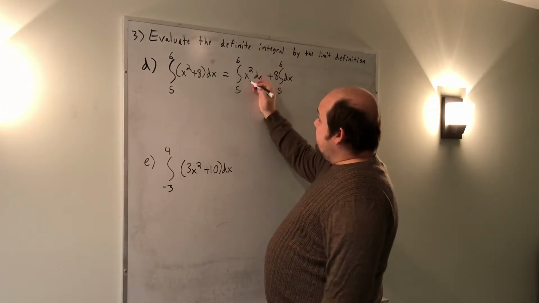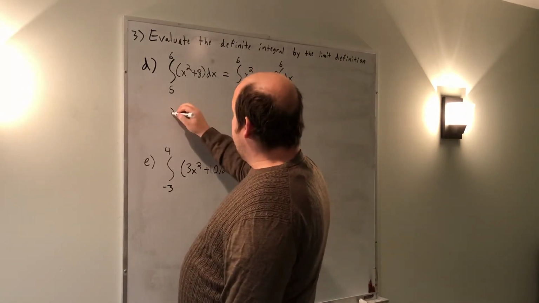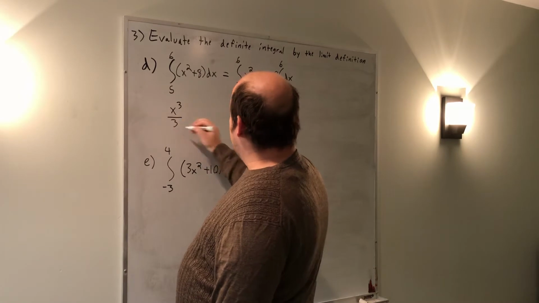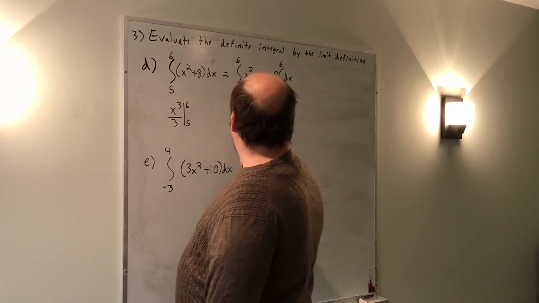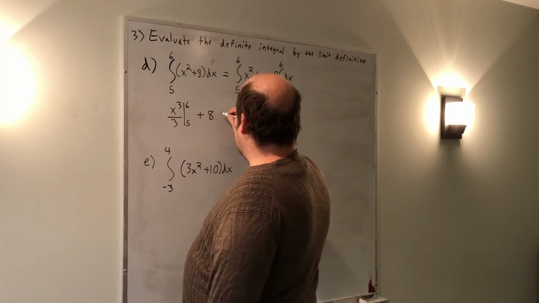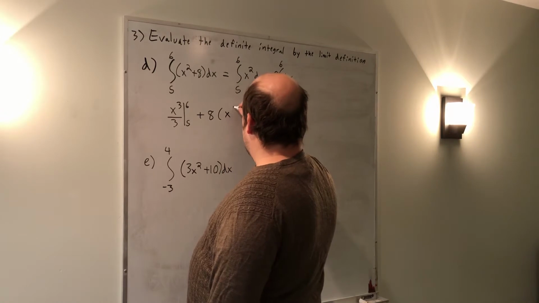When I integrate this first one, it's going to become x to the third power when I add 1, divided by 3, and I'll be evaluating that from 5 to 6. Then I'm going to add 8 times x when I integrate this, evaluated from 5 to 6.